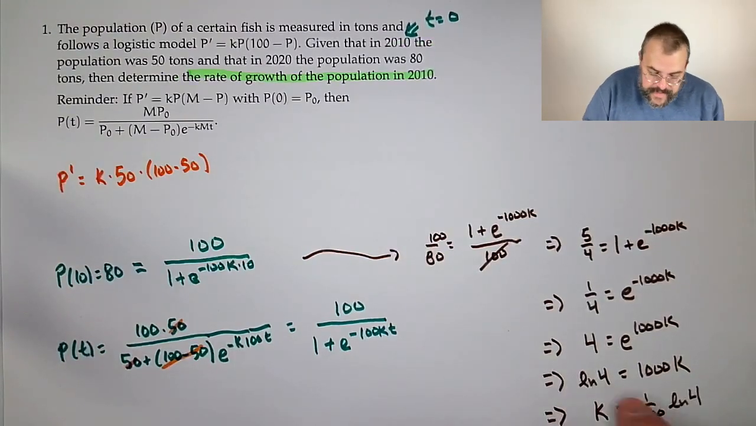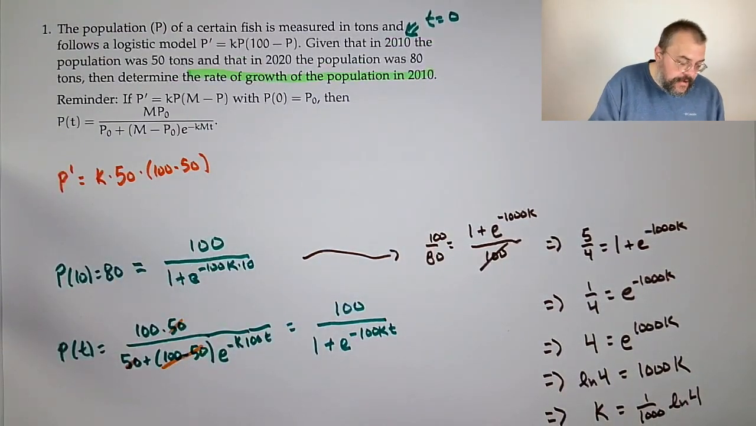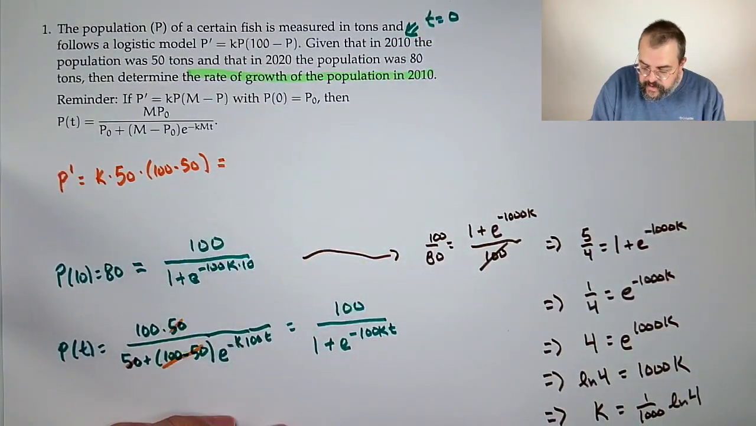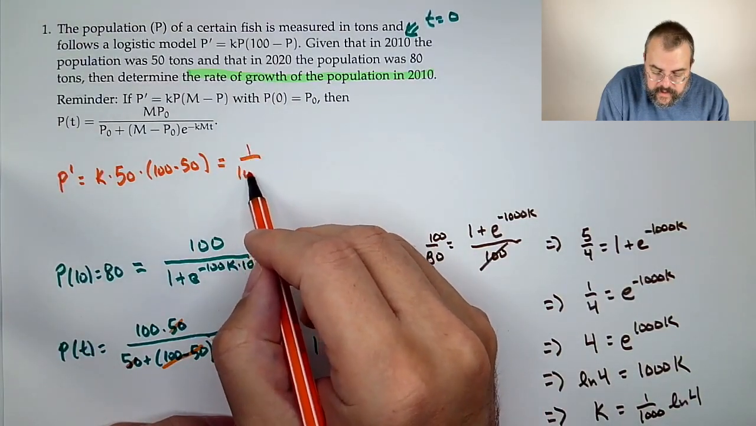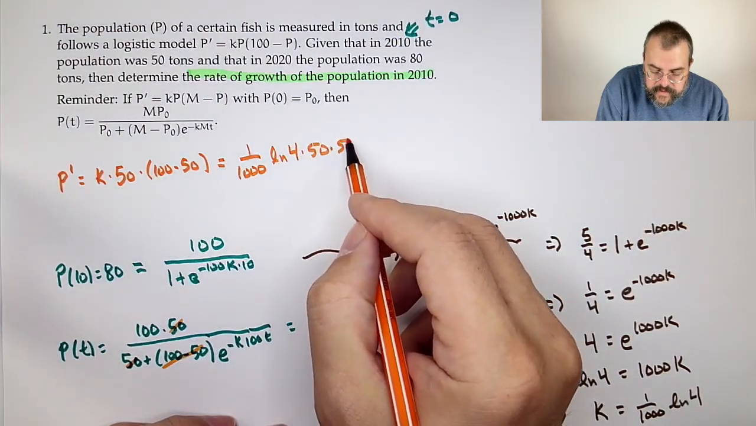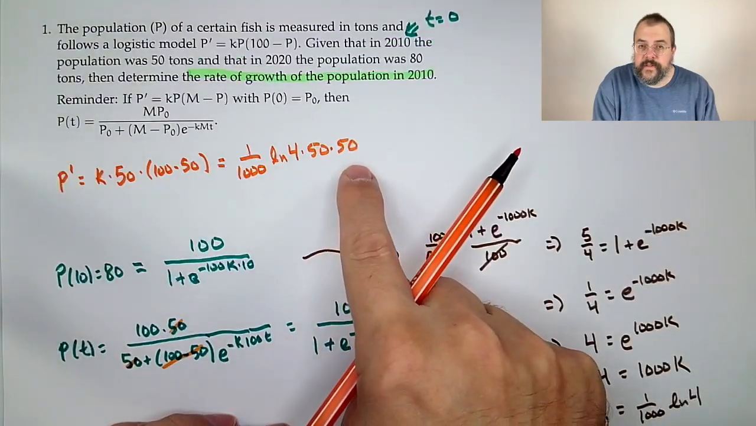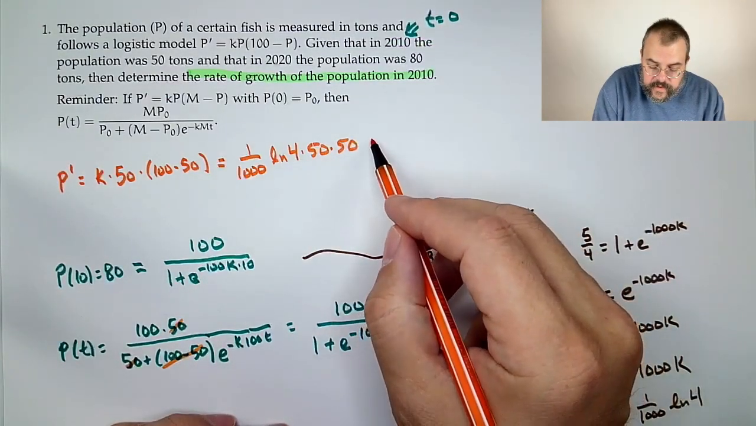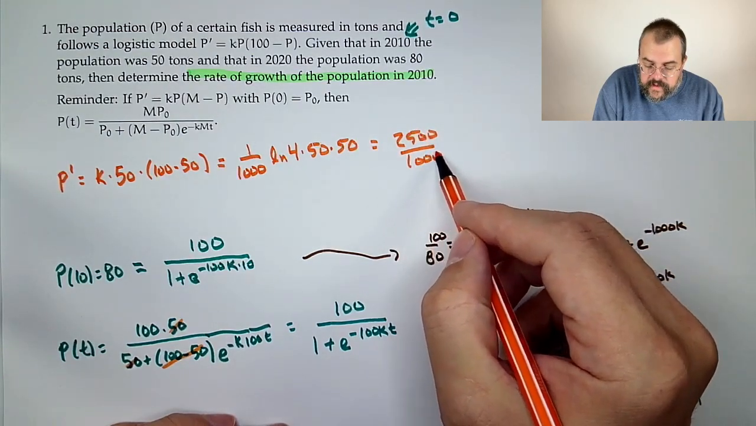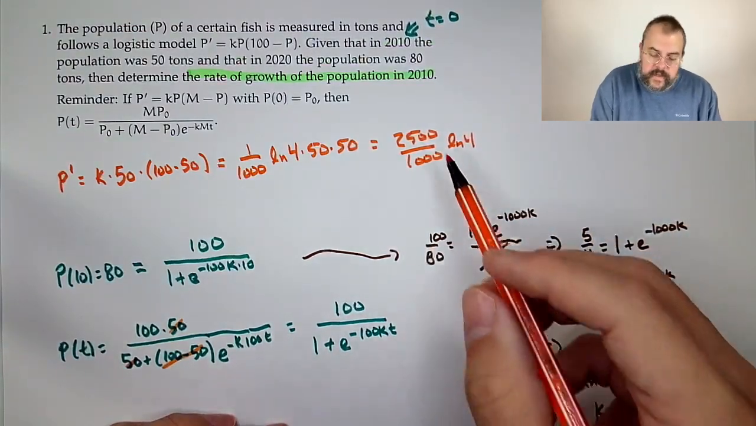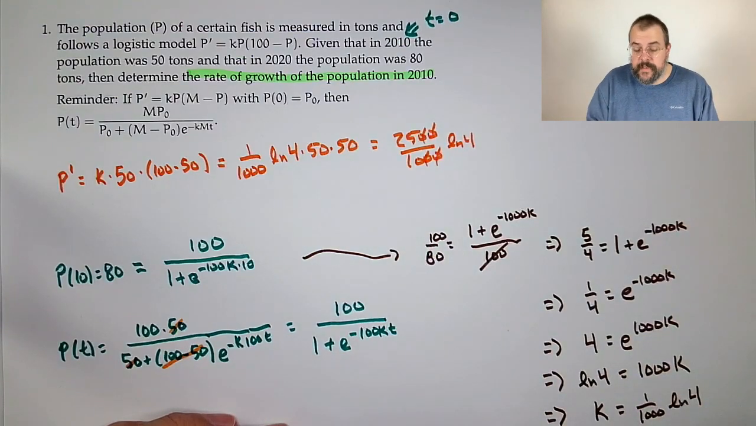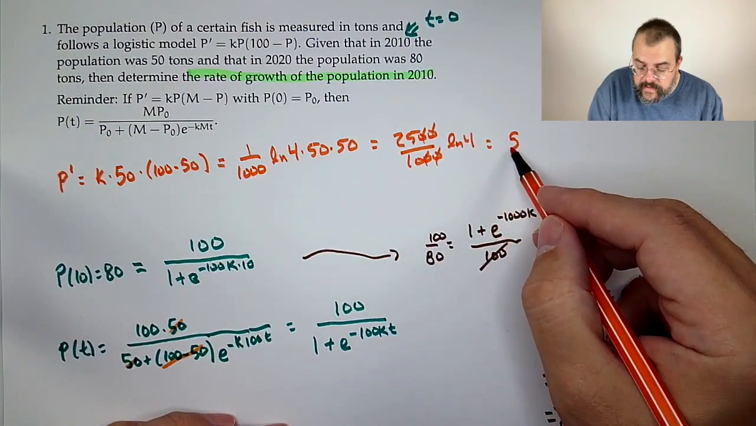All right, so that goes back there. And now let's put it in, and we'll have our rate of growth. So we have 1 over 1000 times natural log of 4 times 50 times 50. Again, 50 times 50 is 2,500. So that's 2,500 over 1,000 log 4. And of course, we can do a little bit of canceling here. 25 over 10 is the same as 5 over 2.